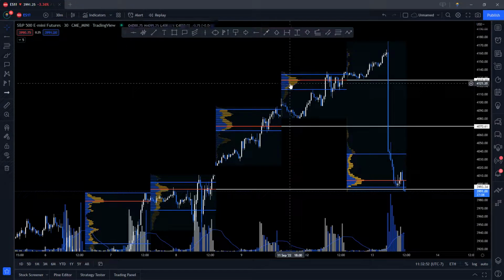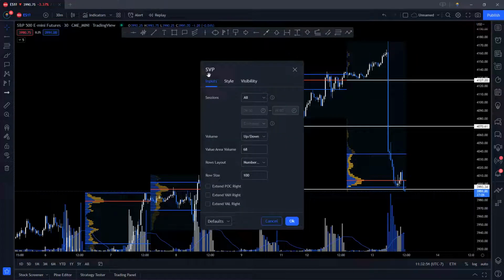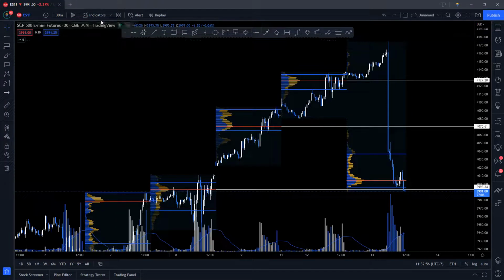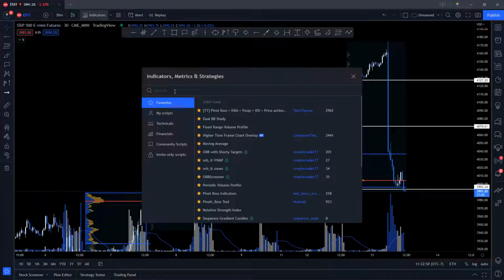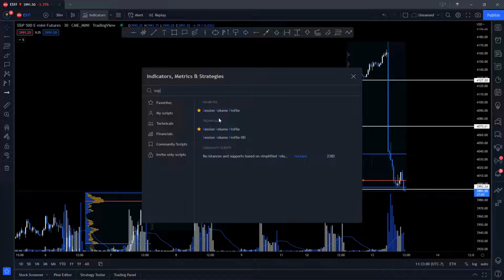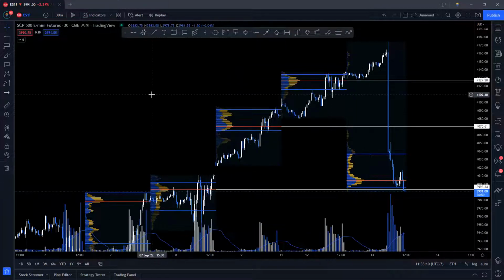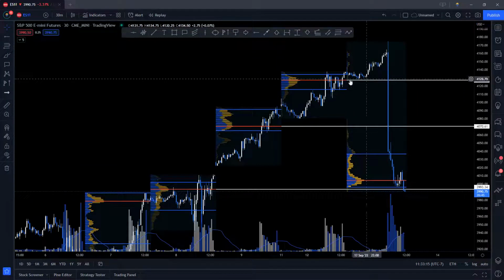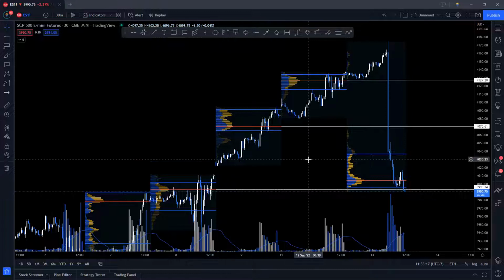So for this specific indicator that I'm using, if you click on indicators and search SVP, it will come up: Session Volume Profile. This is a key thing. We're not using the HD version. We're using the Session Volume Profile. With the Session Volume Profile, you want to be on 30 minutes to plot your POCs and virgin POCs.